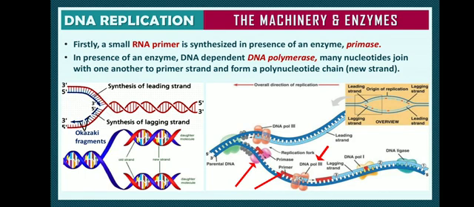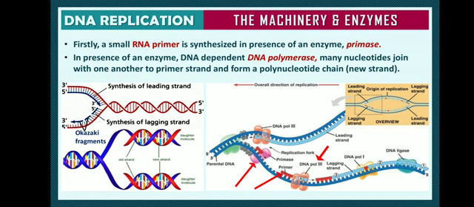Whereas in the lagging strand, one primer will be added, so a 3' end will be available, and it goes on adding until the next primer comes. Again the next primer joins. This way the lagging strand needs many primers for the extension, whereas the leading strand has only a single primer, students. So this happens in the presence of an enzyme, that is DNA dependent DNA polymerase.